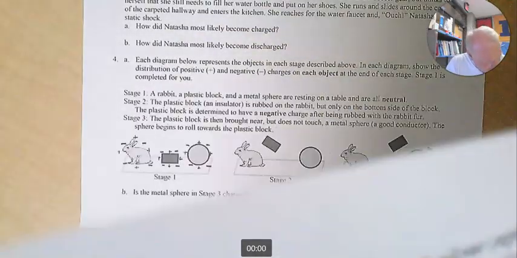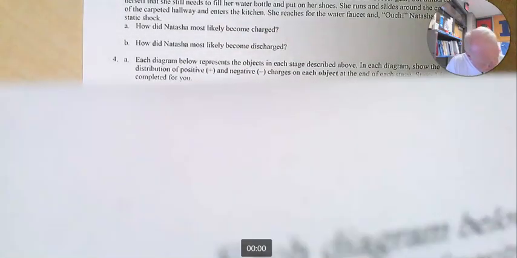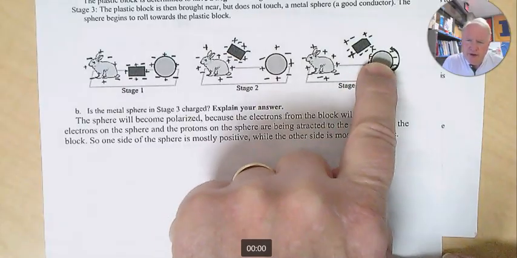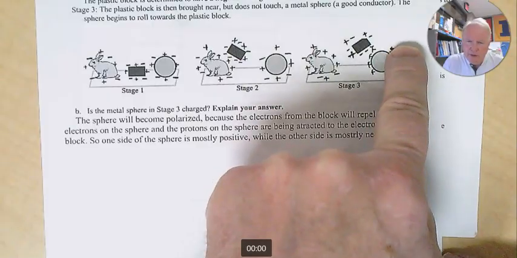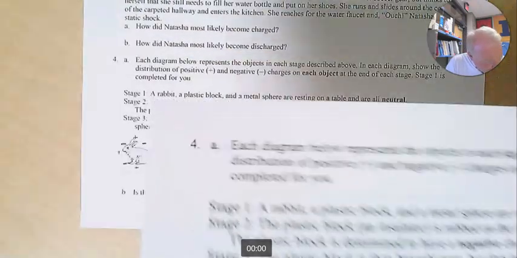All right, so that is the end of it, and it says, is the metal sphere in stage 3 charged? It is not necessarily charged in the fact that it has extra electrons or has lost electrons, but it is polarized because half of it is negatively charged and half of it is positively charged.